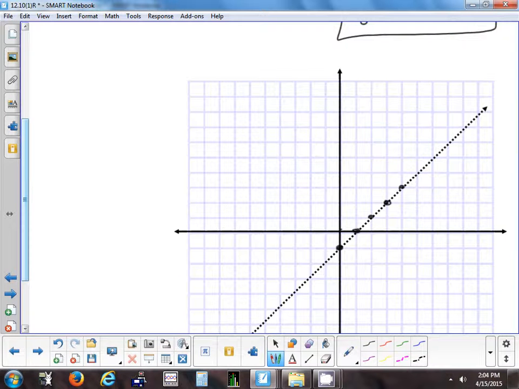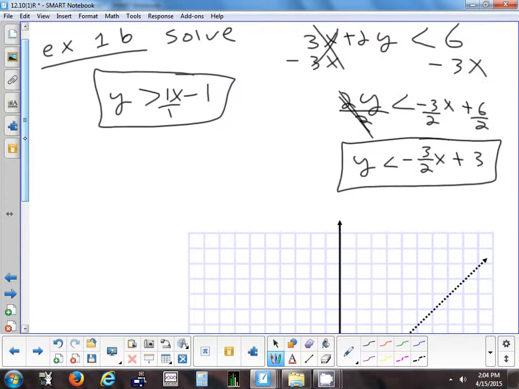Now we got to decide, do we shade above or below? Okay, Sam, is this one above or below? Above. Okay, greater than. Greater than is above.